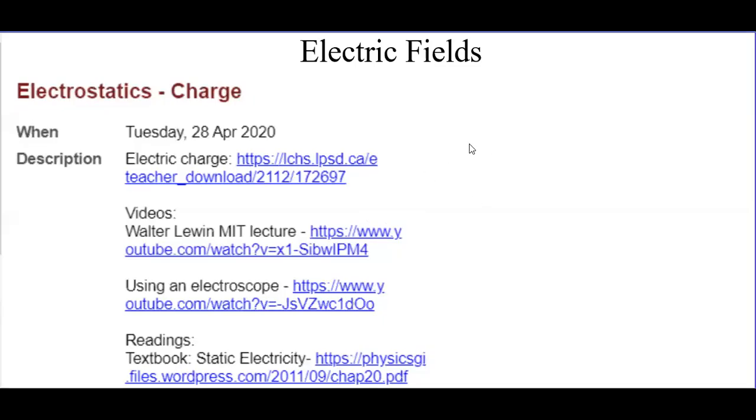Hello, today I'm going to try to walk you through, as quickly as possible, electrostatic charge. This is in the electric field section of Unit 4. Versions of these notes are online, of course. April 28th is when we probably should have done this class.